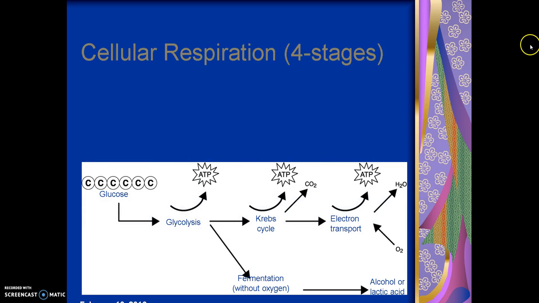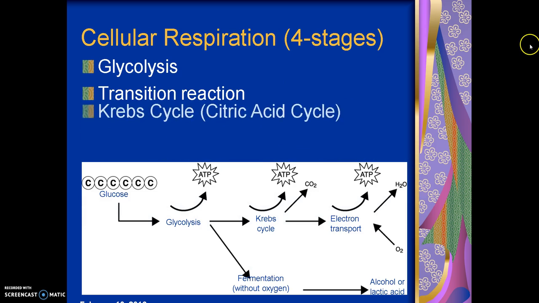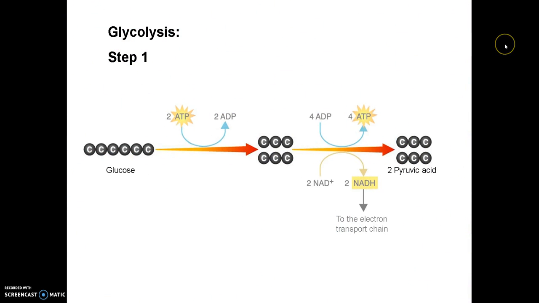Now let's see the 4 stages. There are 4 stages that we will talk about: glycolysis, transition reaction, Krebs cycle, and electron transport chain. In each step you will notice that ATP is being produced. More ATP is produced in some steps and less in others, but basically this is the overall reaction. Let's go ahead and see the first step, that's glycolysis.